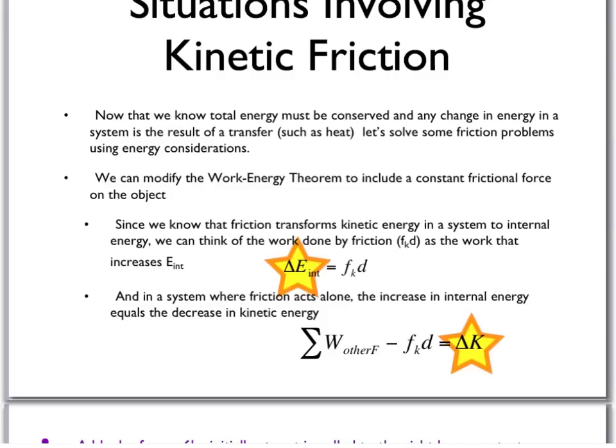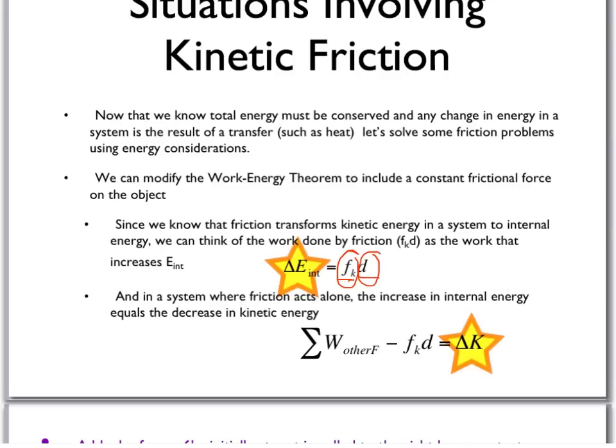Since we know that friction transforms kinetic energy in a system into internal energy, we can think of the work done by friction as the work that increases the internal energy. Since work is a force multiplied by a displacement, the work done by friction would naturally be the force of friction multiplied by the displacement that the object moves through. Again, this amount of work is a change in energy, and specifically, the kind of energy that friction changes is the internal energy. Basically, heat is going to be developed as you have a frictional force acting on an object.